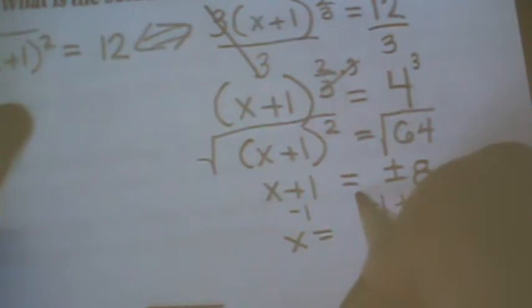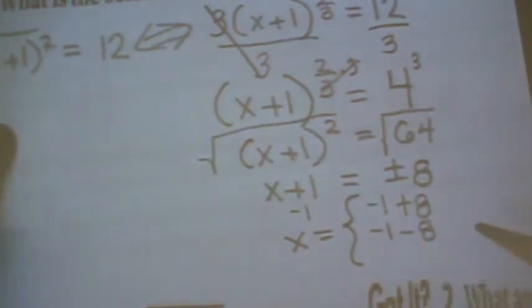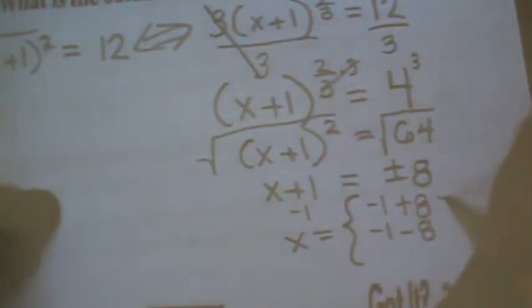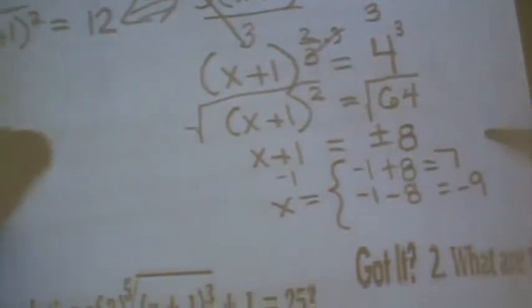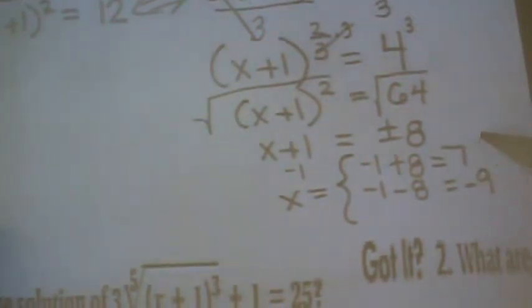There's two values for x. Anyone know what the two values are? 7 and negative 9. I'm really confused. You are? Can you do it the other way? I can do it the other way.